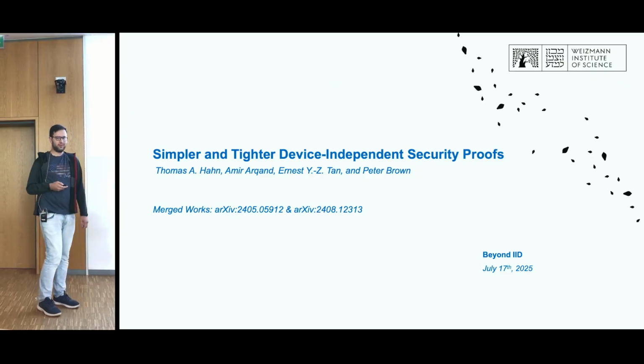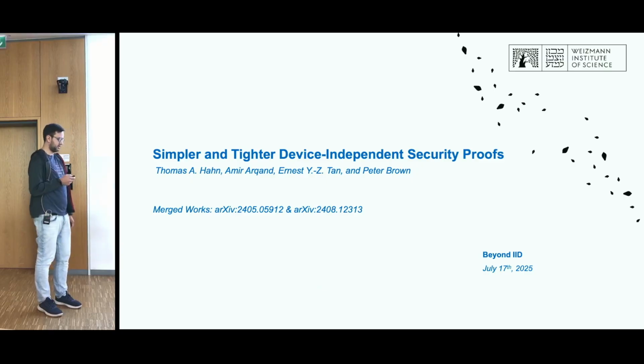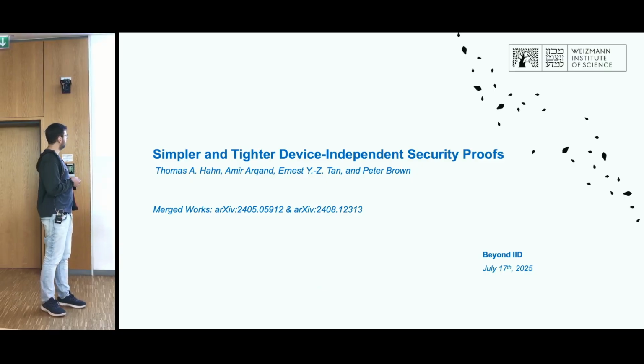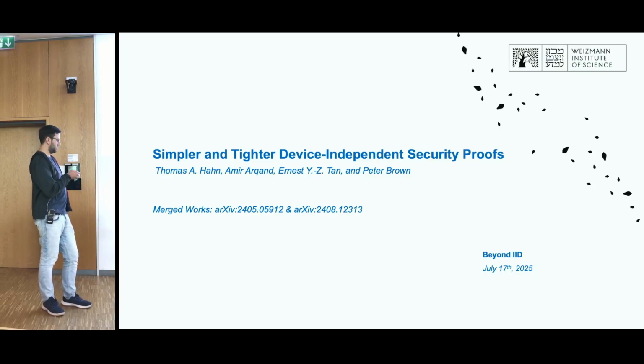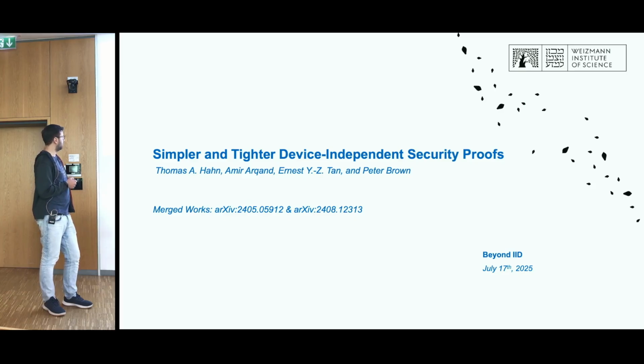Today I'm going to talk about simpler and tighter DI security proofs. This is a merging of two works. The first is about a generalized Renner entropy accumulation theorem, and the second work is about how to use this EAT in a device-independent setting. In total, I worked together with Amir Kant, Ernest Hahn, and Peter Brown.